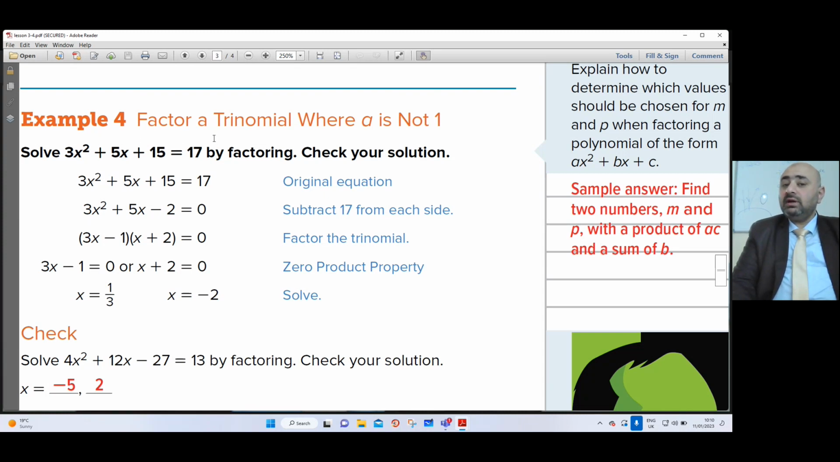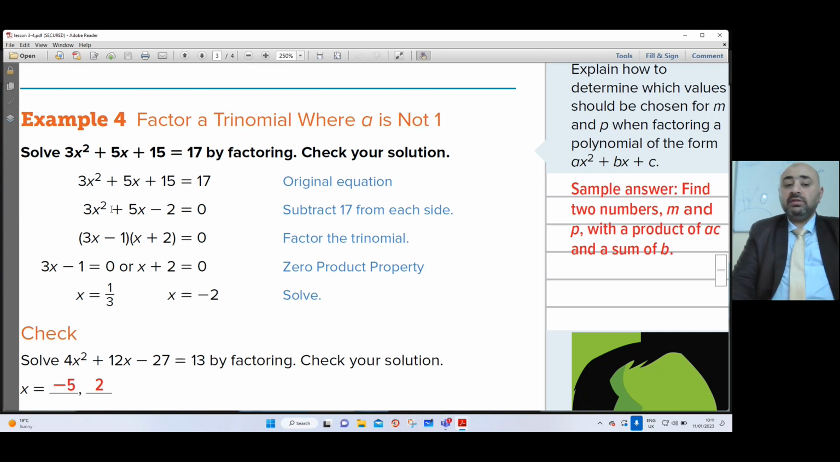Now, factoring a trinomial where A is not 1. In the previous examples, we factored when A equals 1. But if A is not 1, what do I do in this case? This is an important issue. For example, solve 3x squared plus 5x plus 15 equals 17. What I do in the first step is try to remove 17 from this side to keep this side zero. So we can subtract 17 from the two sides. 15 minus 17 will be minus 2, and here 17 minus 17 will be 0.